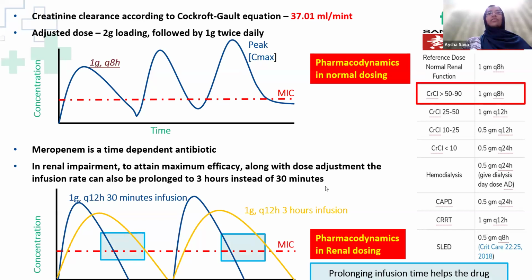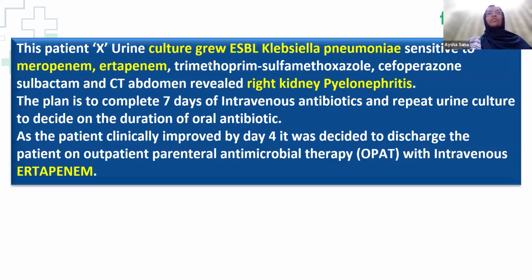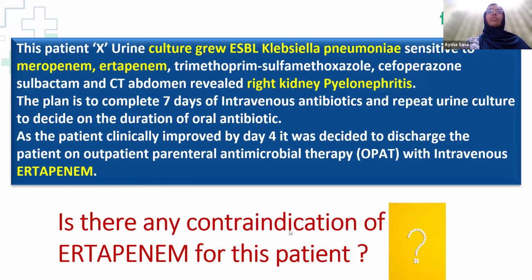Now, moving on, this patient's urine culture also grew an ESBL Klebsiella pneumoniae sensitive to meropenem, ertapenem, trimethoprim-sulfamethoxazole, and cefoperazone-sulbactam, and a CT abdomen revealed right-sided pyelonephritis. The plan is to complete 7 days of intravenous antibiotics and repeat urine culture to decide on the duration of oral antibiotics. As the patient clinically improved by day 4, it was decided to discharge the patient on outpatient parenteral antimicrobial therapy with intravenous ertapenem. So, do you think there is any contraindication for ertapenem for this patient?